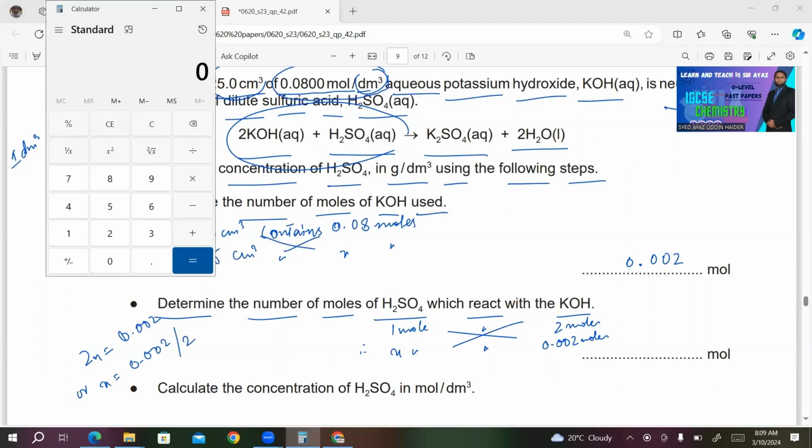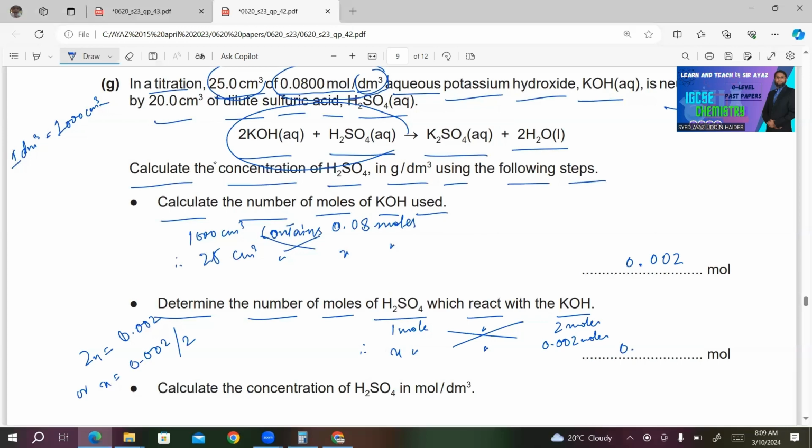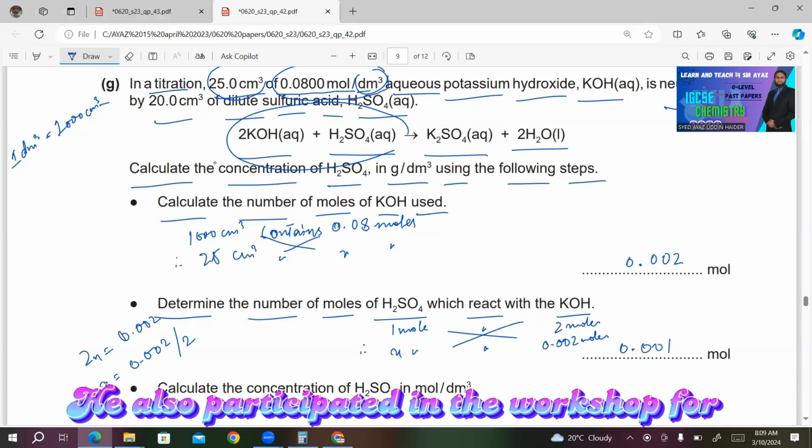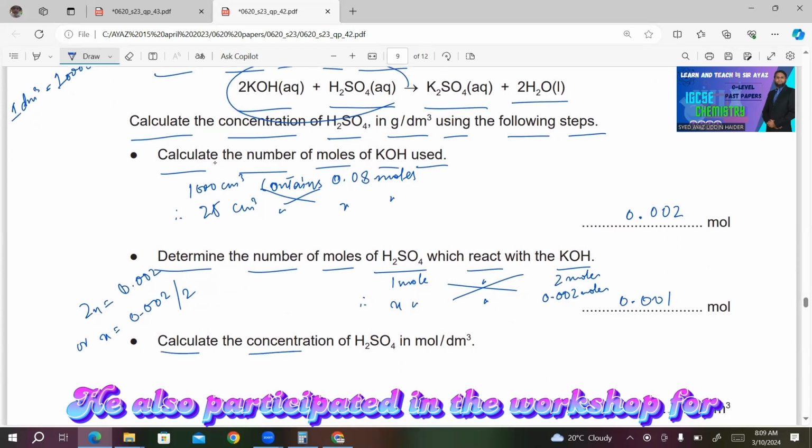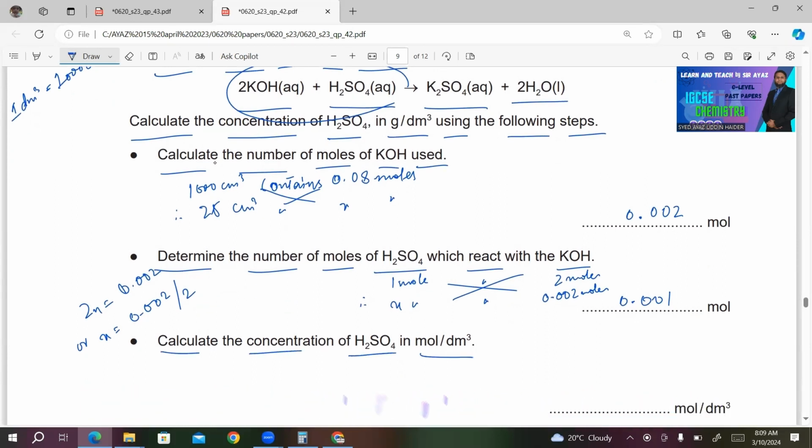What will we get? 0.002 divided by 2 is 0.001 moles of H2SO4. Now calculate the concentration of H2SO4 in mole per dm cube.